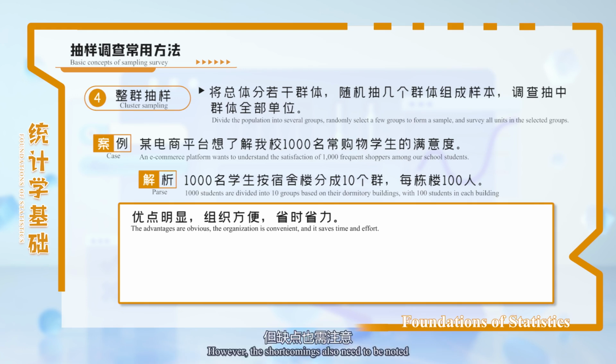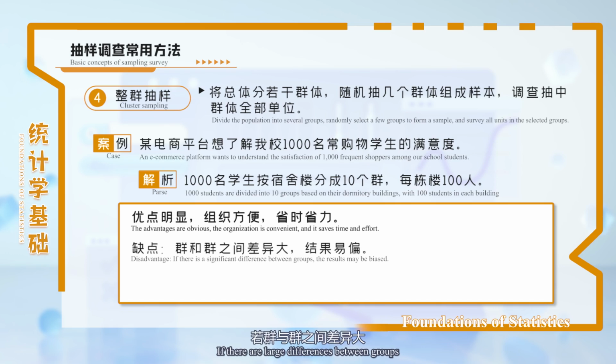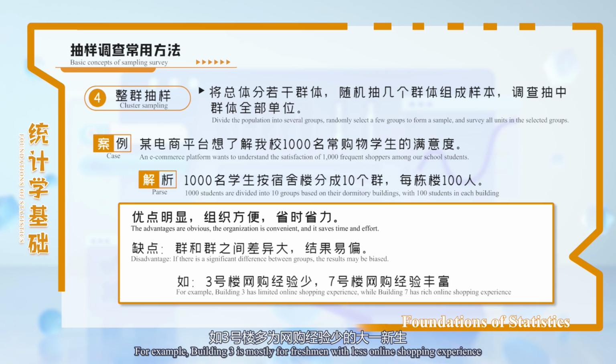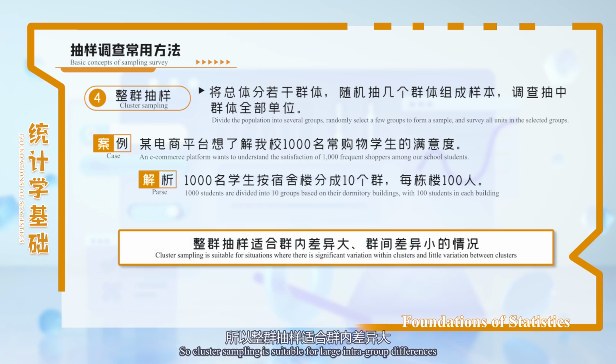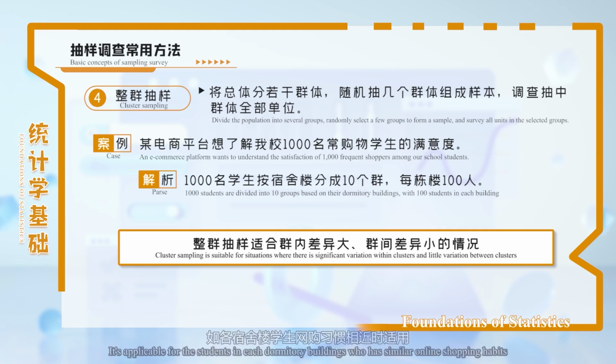However, the shortcomings also need to be noted. If there are large differences between groups, the results are also biased. For example, Building 3 is mostly for freshmen with less online shopping experience. Building 7 is for seniors who often shop online. The results of the 2 buildings may not be representative of the overall situation of 1,000 students in the school. So cluster sampling is suitable for large intra-group differences and small differences between groups. It's applicable when the students in each dormitory building have similar online shopping habits.